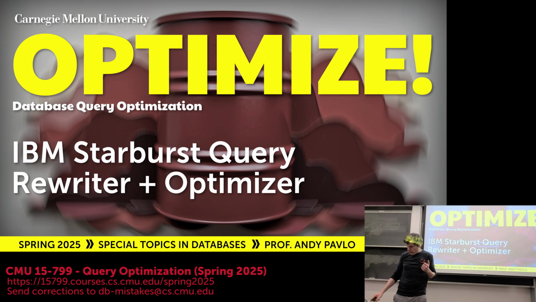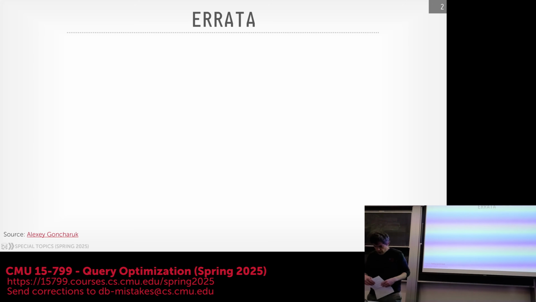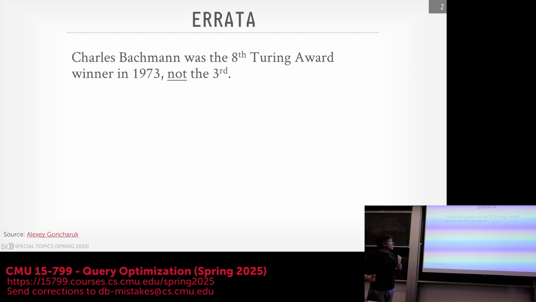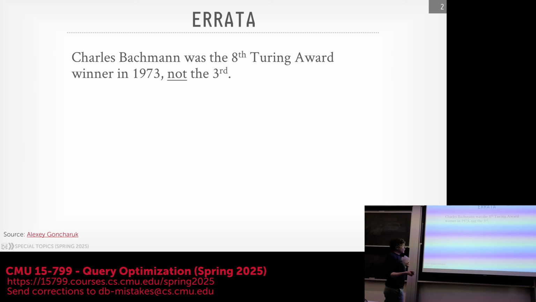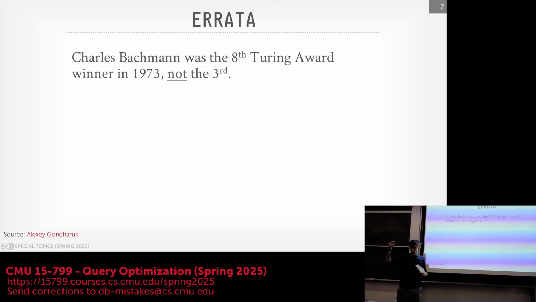Before we get to that, though, I do want to go over some mistakes that people emailed about. The first one, the mistake I made last class, was that I said Charles Bachman was the second or third person that won the Turing Award. That's incorrect. He's actually the eighth person. The Turing Award started in 1966, and Bachman won in 73. So he was the eighth person.